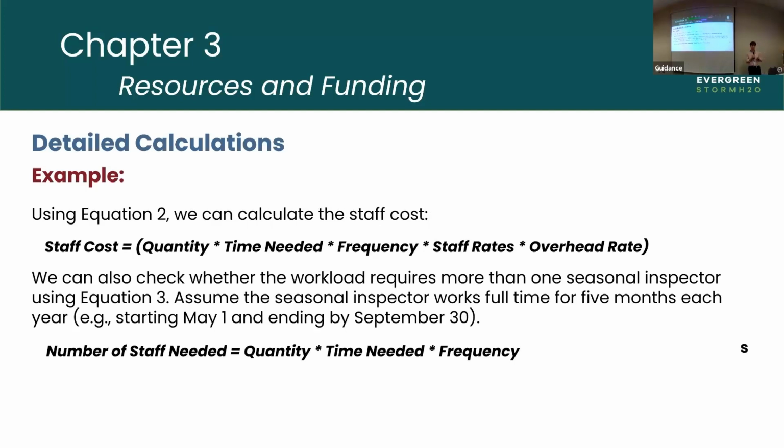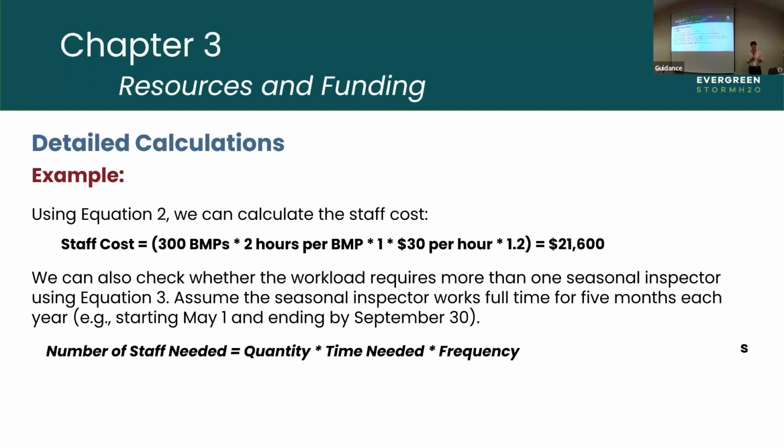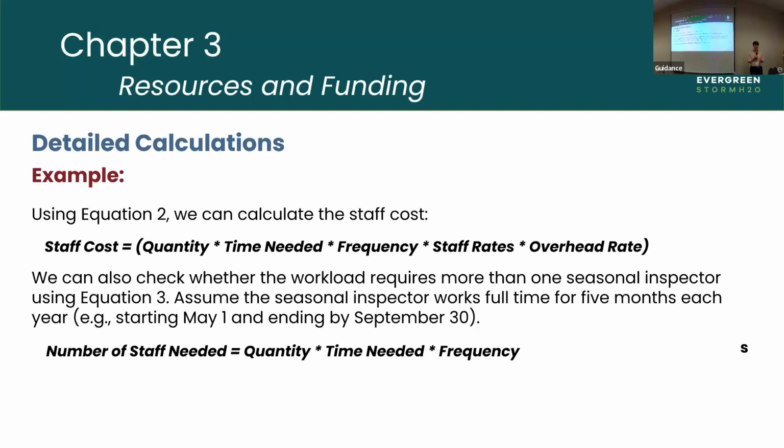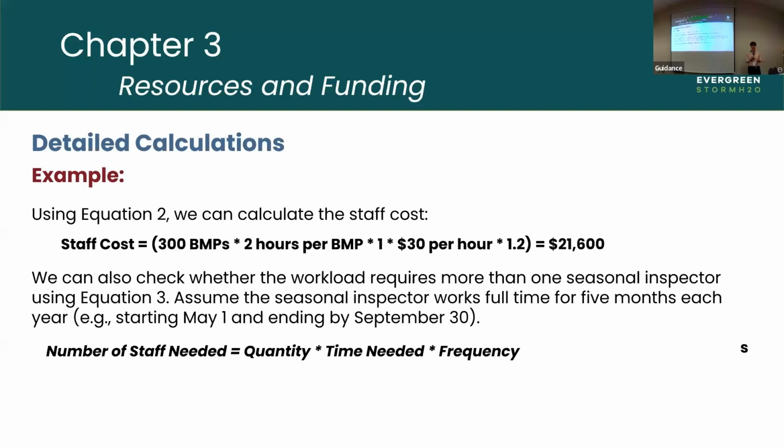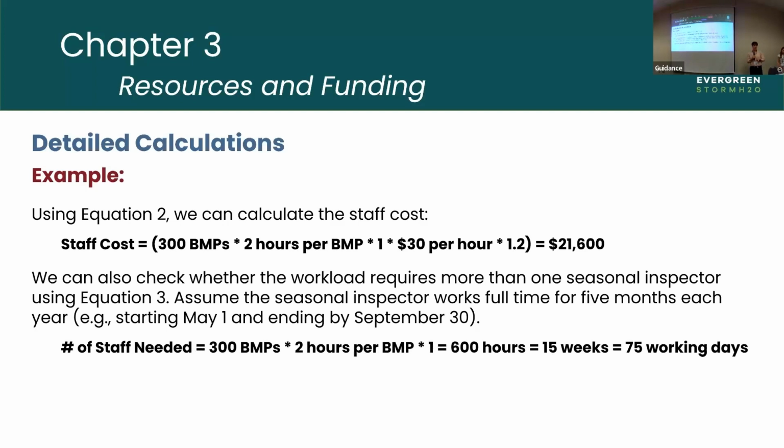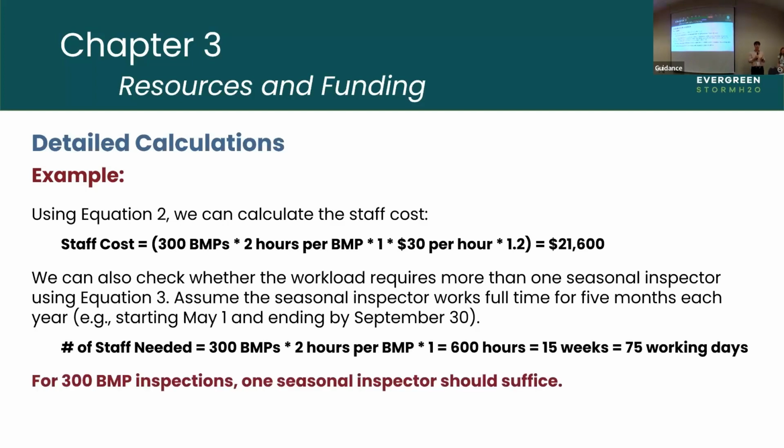So using Equation 2 on one of the previous slides, we can calculate the staff cost. We use the quantity, time needed, frequency, staff rates, and overhead rate from the previous slide to get our product there. We can also check if the workload requires more than one seasonal inspector using Equation 3 in one of the previous slides. We are assuming the seasonal inspector works full-time for 5 months each year, starting May 1st and ending September 30th. So entering that in, we should have that one seasonal inspector should suffice.